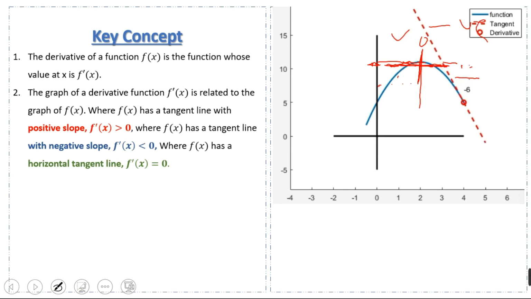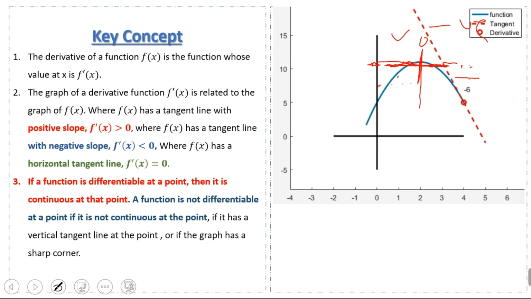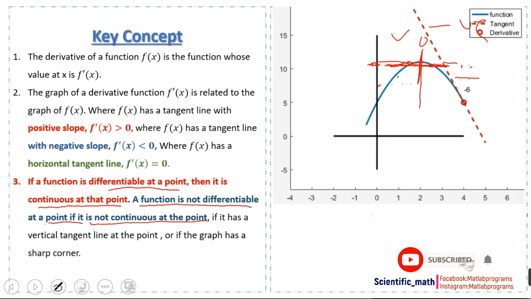Next we have a third point: if a function is differentiable at a point, then it is continuous at that point. A function is not differentiable at a point if it is not continuous at that point, if it has a vertical tangent line at the point, or if the graph has a sharp corner.